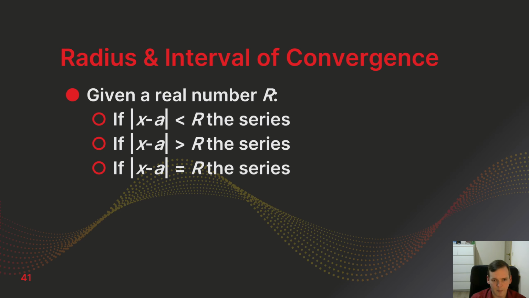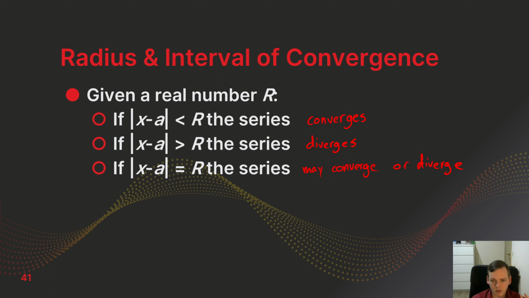So let's summarize that. Given a real number r, if |x minus a| is less than r, then the series converges. So remember, it always converges at x equals a, but it will also converge for some small region right around a. If |x minus a| is greater than r, then the series definitely diverges. And if |x minus a| equals r, the series may converge or diverge.